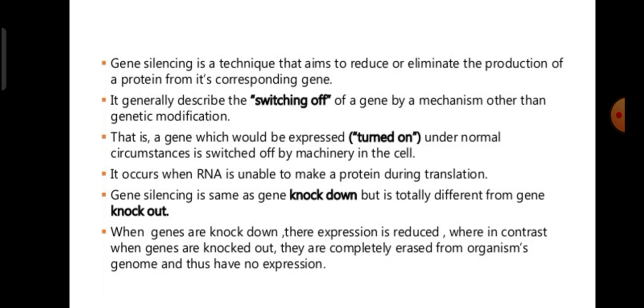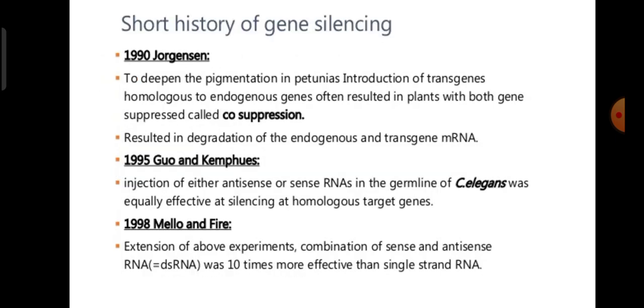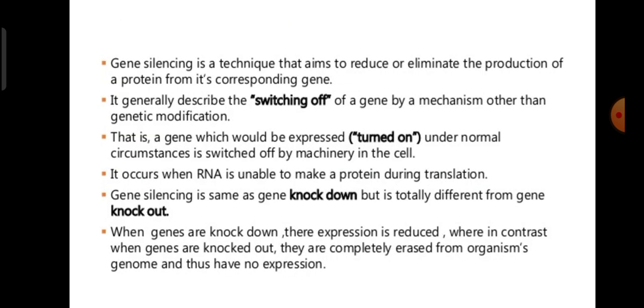Gene silencing is a technique that aims to reduce or eliminate the production of protein from its corresponding gene. There are two terms, one is knockdown and one is knockout. Gene silencing basically works with the knockdown principle rather than knockout. So let us see what the knockout and knockdown mechanisms are.